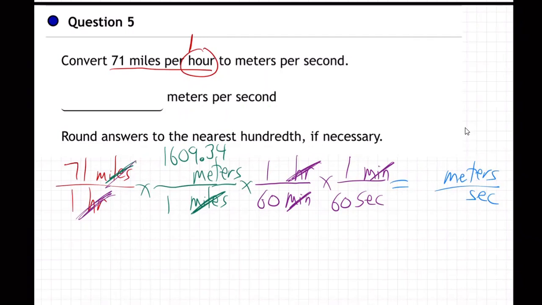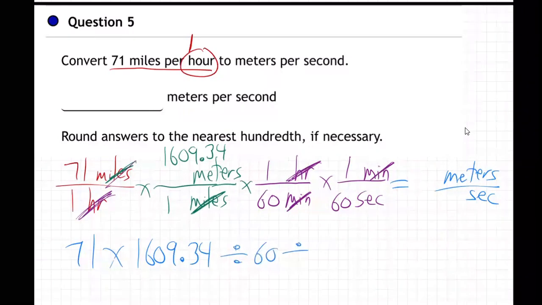That is, numbers in the top multiply. So 71 multiply 1609.34. And numbers in the bottom divide. So divide by 60, divide by 60. And that should do it. See, those two 60s are in the bottom. Numbers in the bottom divide. Numbers in the top multiply.